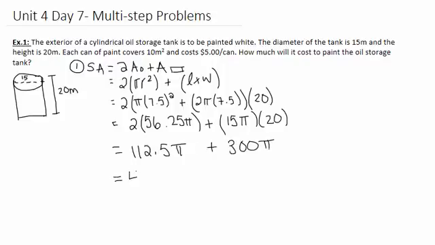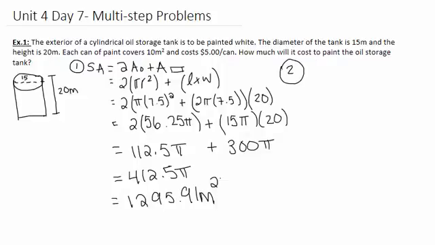And we're left with 412.5 pi, which is equal to 1,295.91 meters squared for the surface area. So now part 2, we know that each can of paint covers 10 meters squared. So because we have 1,295.91 meters squared, we need to divide that by 10 to see how many cans we need.